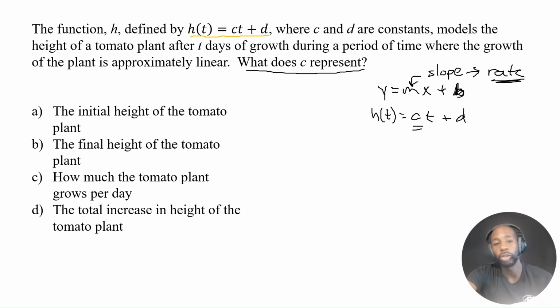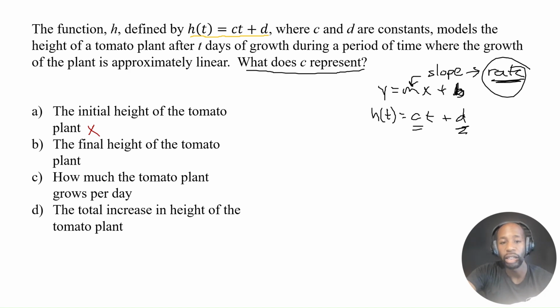Now, let's look at these answer choices. So basically, again, what we need to be looking for is which one shows a rate. Okay, A says the initial height of the tomato plant. No, that doesn't really look like that. Matter of fact, this more so would look like a y-intercept type of deal, wherever it starts. So this is most likely, I'm gonna use red, most likely a no.